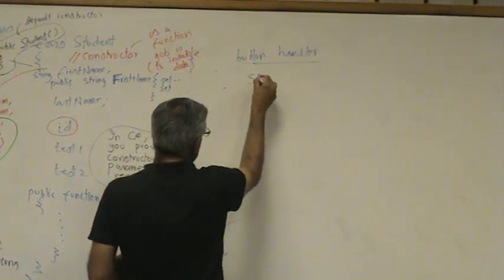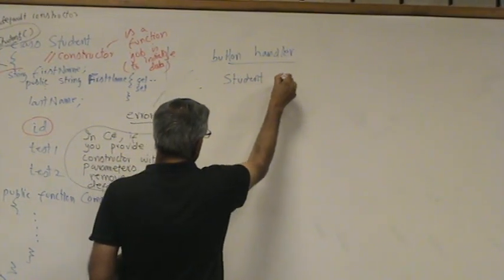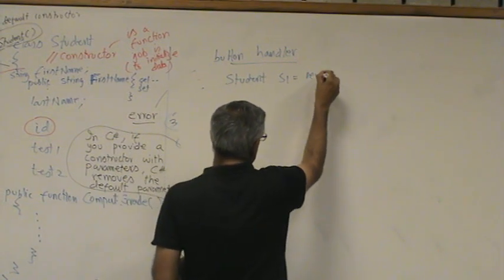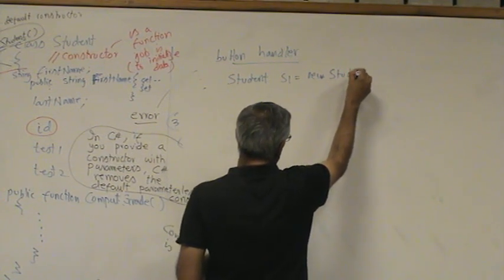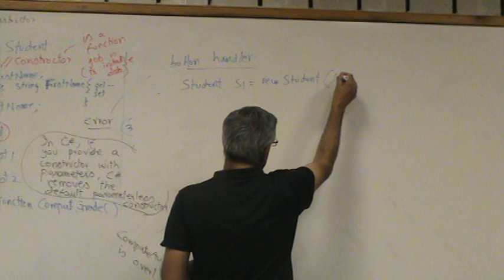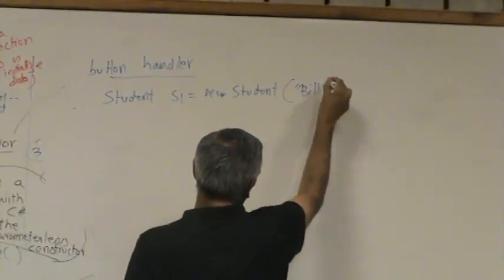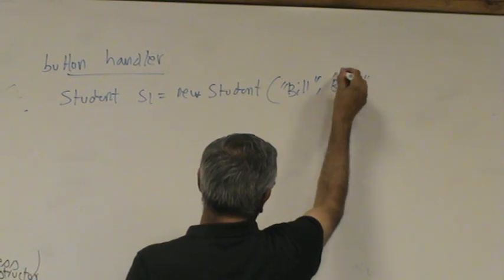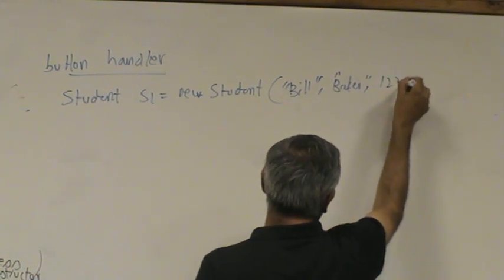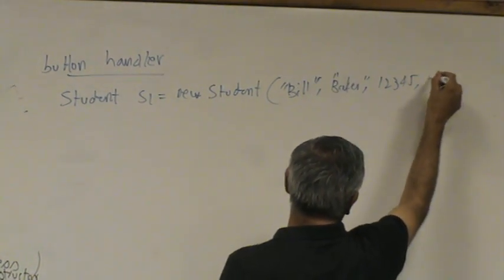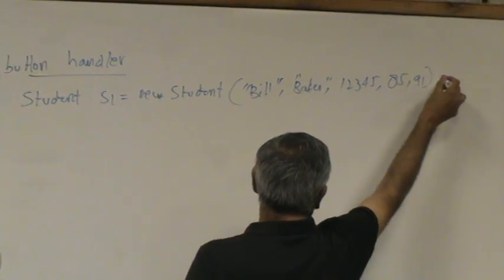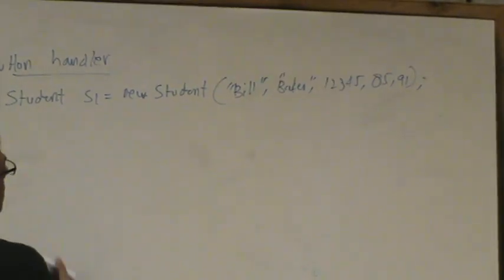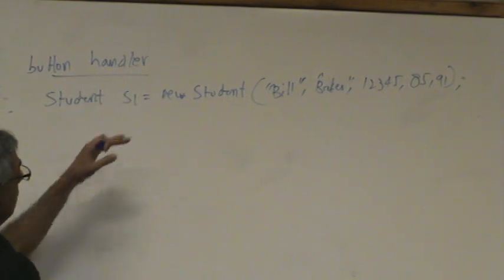It will look something like this. Student s1 equal to new Student. And in one line of code, we can give it some name. Let me just put Bill, Baker, 1, 2, 3, 4, 5, 85, 91, right? So automatically the student will be created.